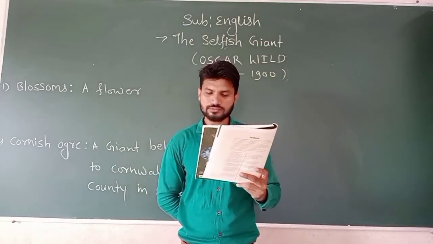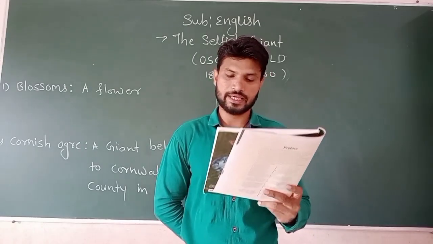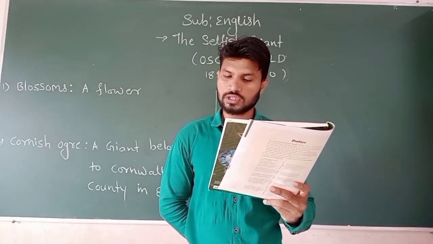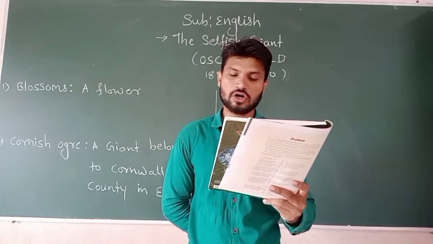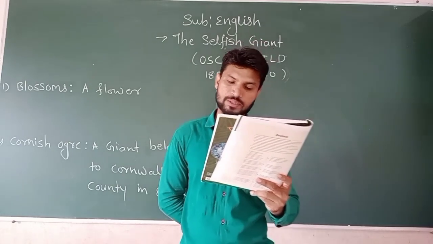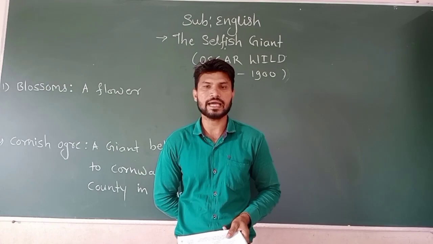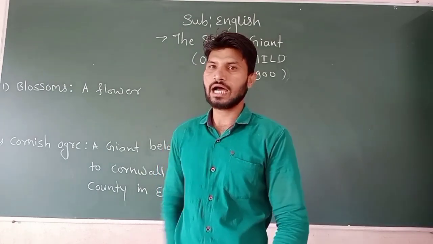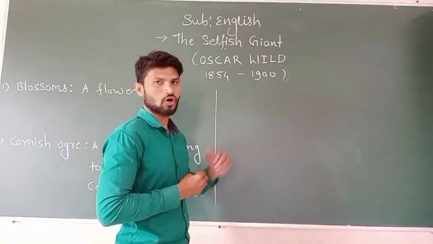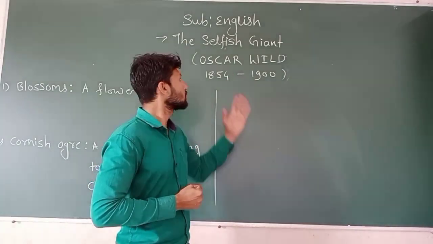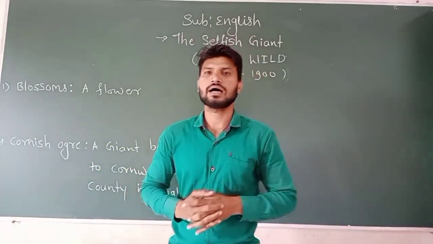He also wrote moral stories for children. The Selfish Giant was part of his collection, The Happy Prince and Other Tales, published in 1888. So we have now completed the introduction about our author, Oscar Wilde, and we shall continue our lesson.